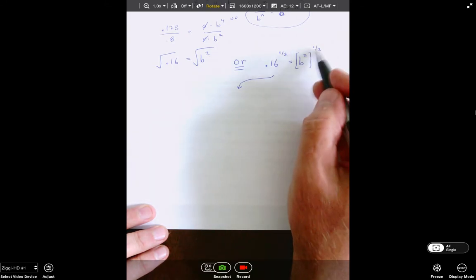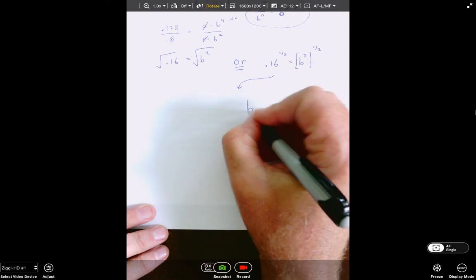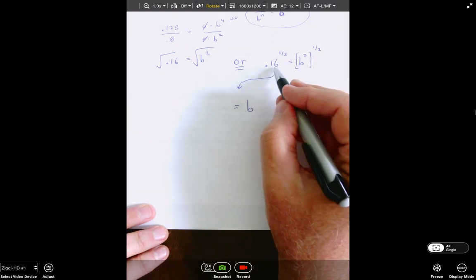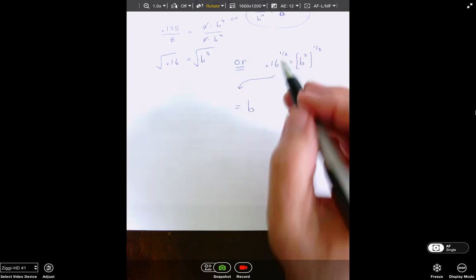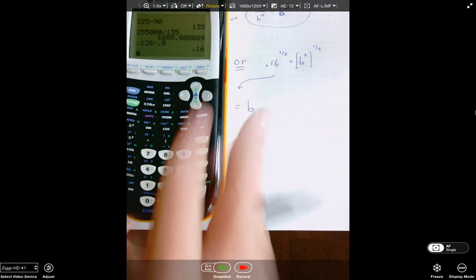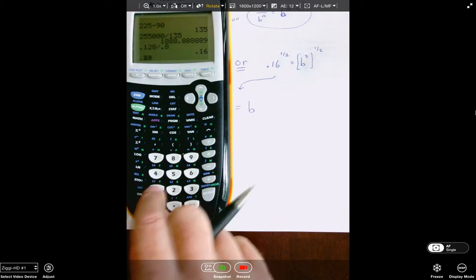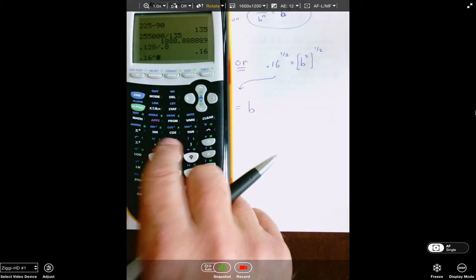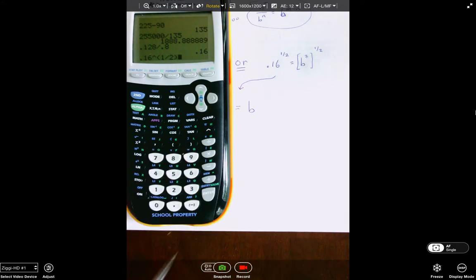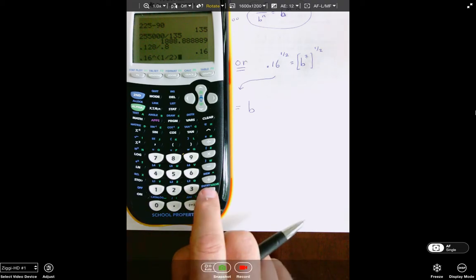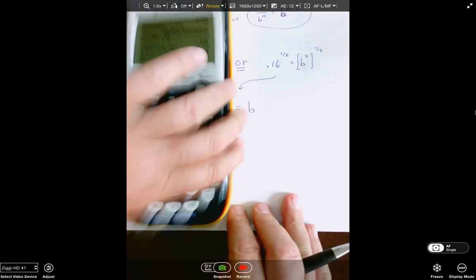Nevertheless, power raised to a power we multiply, so we have b to the 1st power. And over here I have 0.16 raised to the 1/2 power. Because I got to put that whole power in parentheses. You got to be careful with the calculator using fractions. And the simplest rule, it doesn't always work, but I'd say it works 99.9% of the time: always put your fractions in parentheses. So guys, I get the answer 0.4.